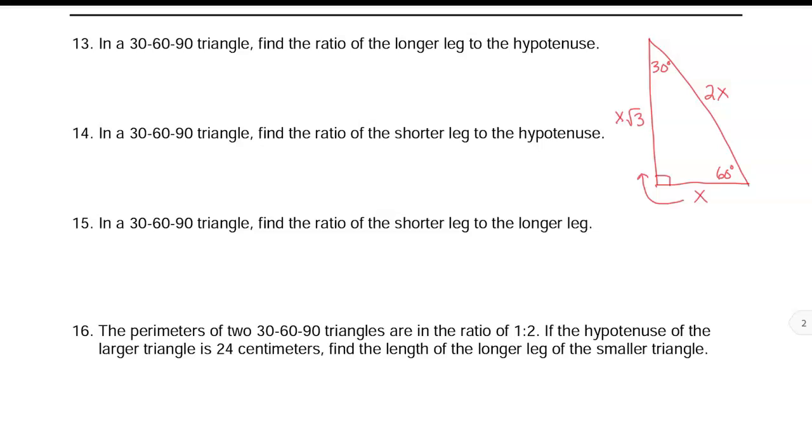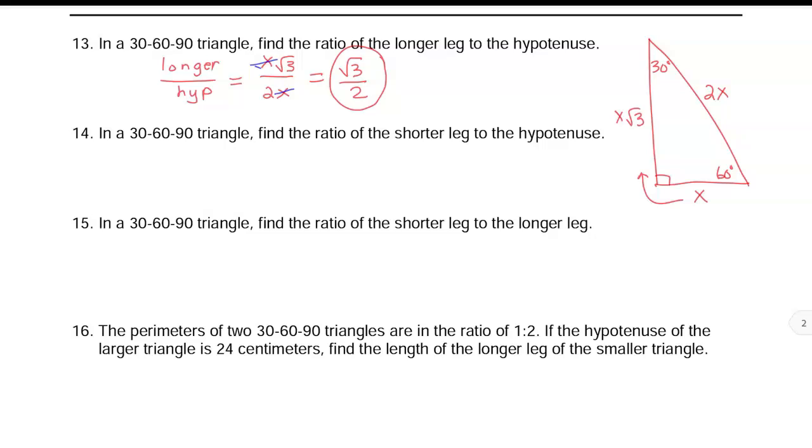So now when they ask me for the ratio, I just need to take those algebras off the sides to do this. The ratio of longer leg to the hypotenuse would be x root 3 over 2x. Notice how you could cancel an x on the top with an x on the bottom. That leaves us with root 3 over 2, and that's the answer.